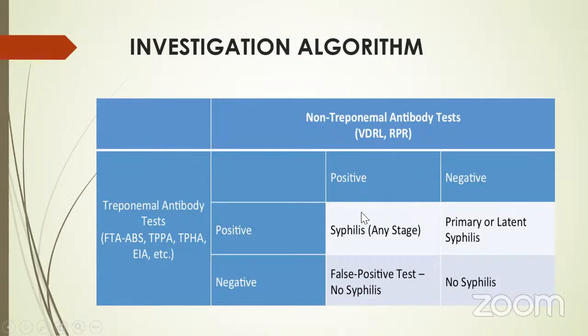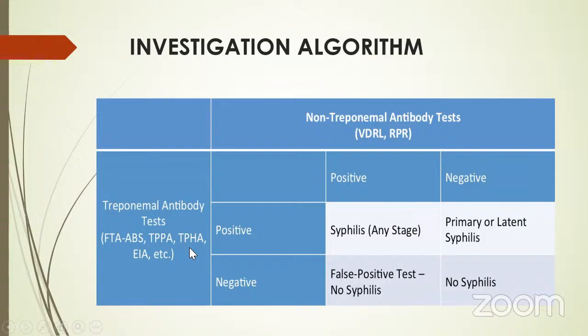If it comes positive, that means it is syphilis of any stage or it's a false positive test. If it comes negative, then it can be primary or latent syphilis or there is no syphilis. If it comes positive, we go to the treponemal antibody test. If that also comes positive, that means it's syphilis. If it comes negative, then it's a false positive test. And if VDRL comes negative and we go with the treponemal antibody test, if it comes positive, then it's primary or latent syphilis. And if both come negative, then there's no syphilis.